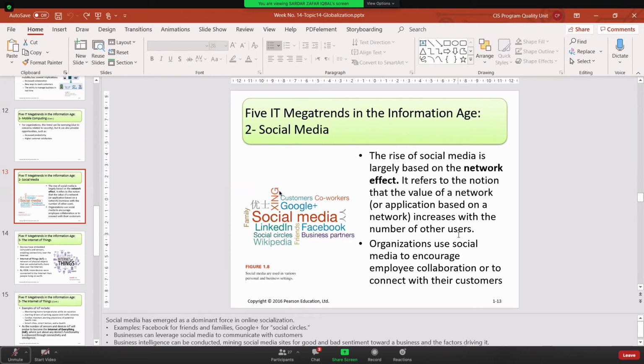Organizations use social media to encourage employee collaboration or to connect with their customers. Instagram, Snapchat are very famous nowadays, especially for small businesses or restaurants or shops, even for all businesses nowadays. Social media is a very important thing. What do you think?